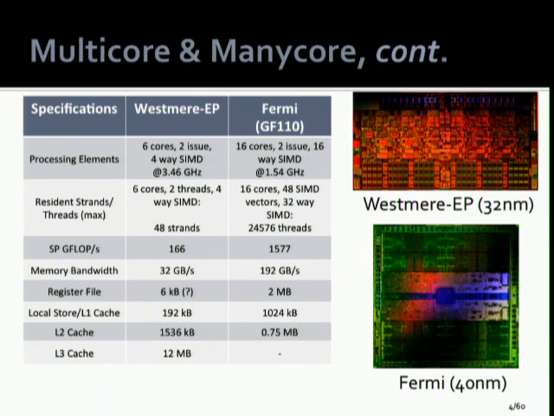So that's kind of the overall picture of what they look like. And so let's talk about some of their parameters. The Westmere has 6 cores, each of which can issue 2 SIMD instructions per cycle, and each of those SIMD instructions is 4-way. So if you multiply all that out, it's 48 SIMD lanes that it can execute per cycle.